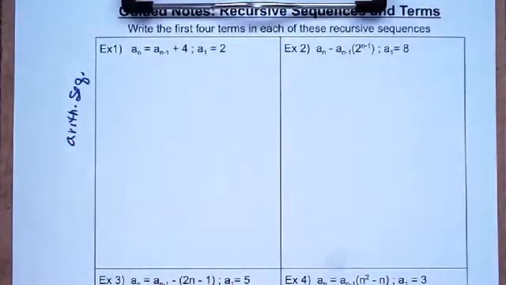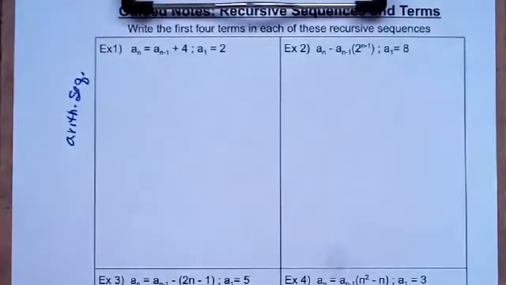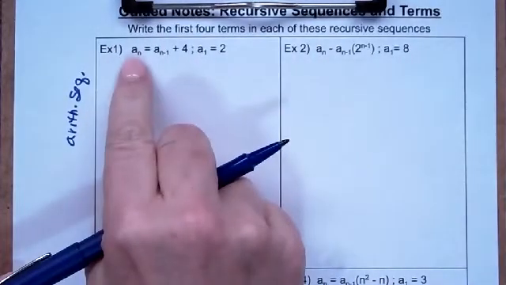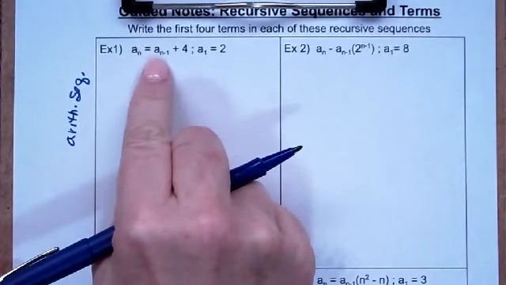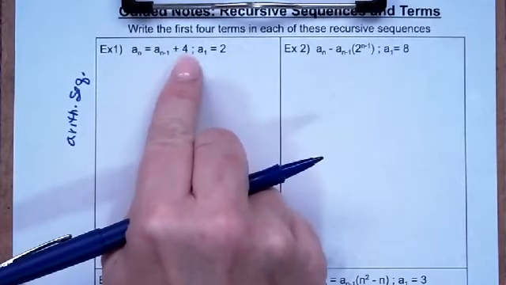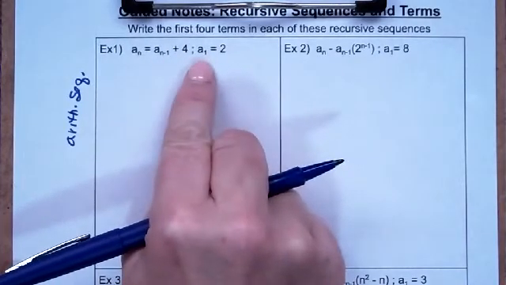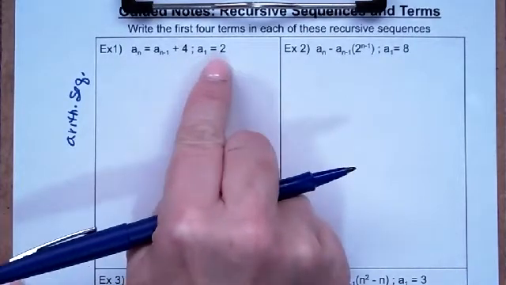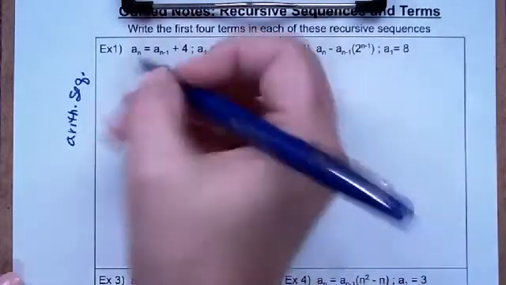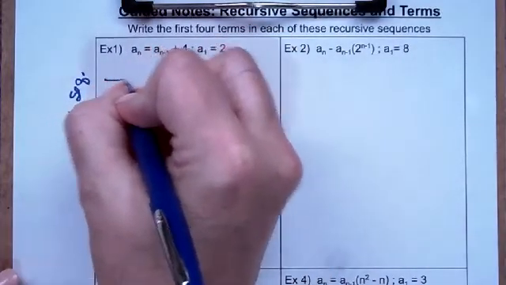But I don't particularly have to know that because I've got all the information I need. I'm given the formula. A sub n, which is my current term or last term, is equal to a sub n minus 1, that's the term before it, plus 4. And my pattern is going to start at 2. So let's just organize our information.